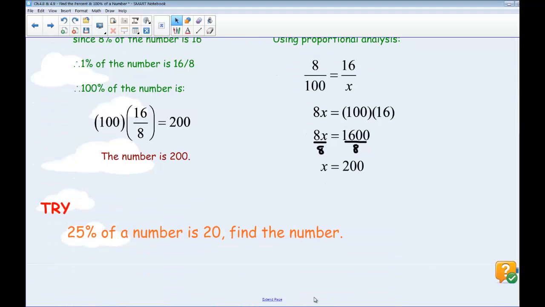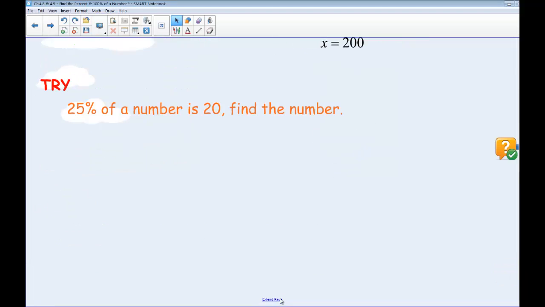So finally, as an example, I'd like you to try using either of these two methods to help you find the answer to this question. So 25% of a number is 20. What is that number? So take a quick pause and try this question for yourself, then check your answer.